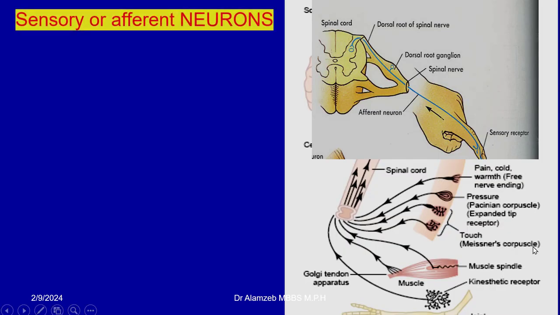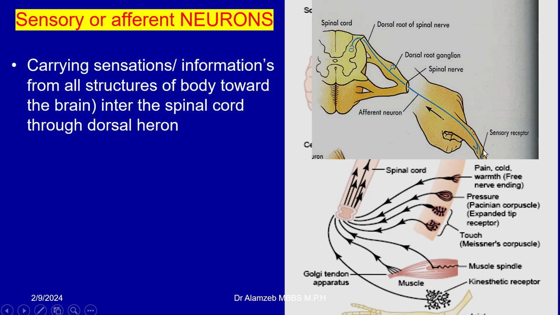Sensory or afferent neurons. Sensory neurons are also called afferent neurons, carrying sensory information from all structures of the body towards the brain, entering the spinal cord through the dorsal horn. You can see this is a sensory neuron. It originates in an organ, especially in skin. They contain the receptor. In these receptors they originate and then they enter. They pass through the spinal nerve, passing through the dorsal nerve root ganglia, and end in the dorsal horn of the spinal cord gray matter.